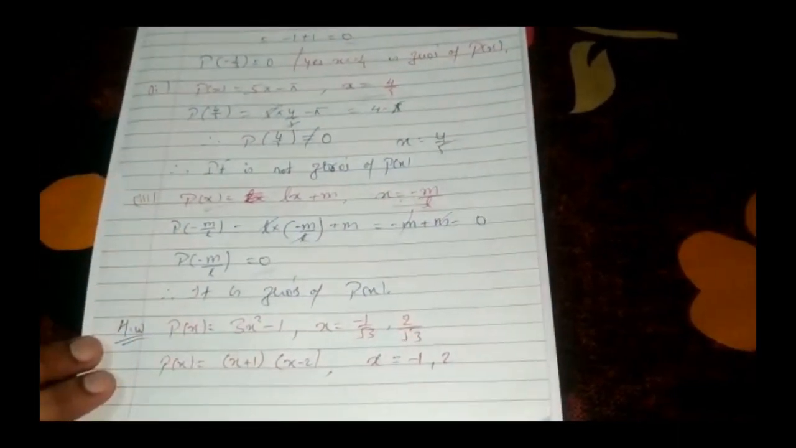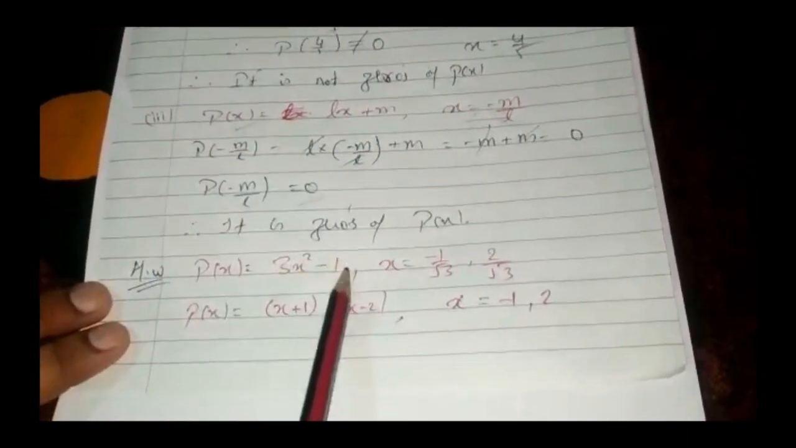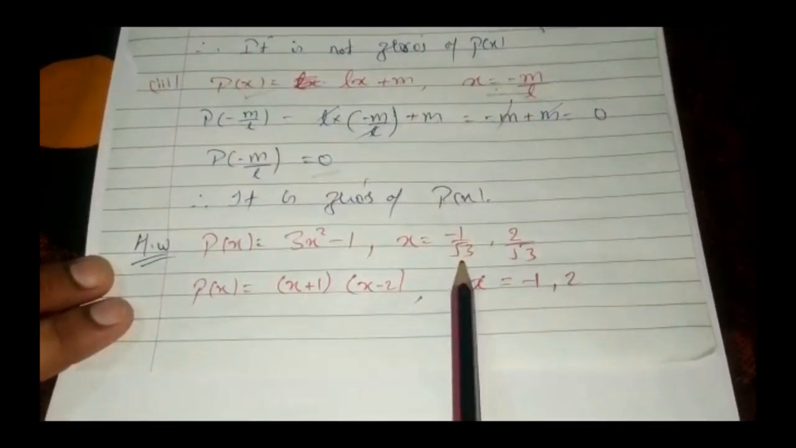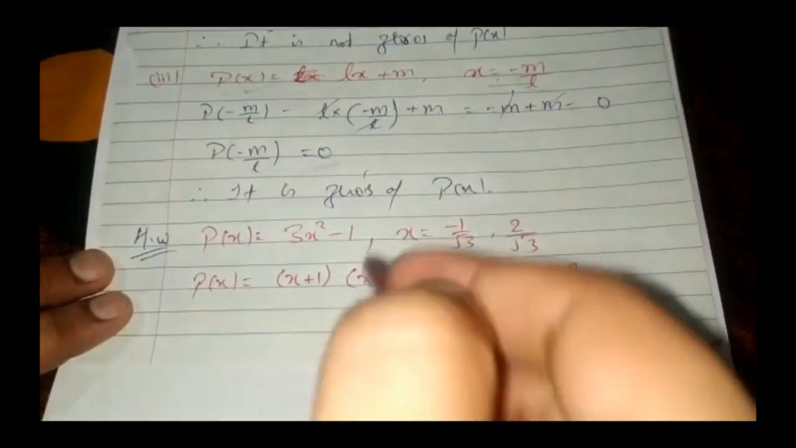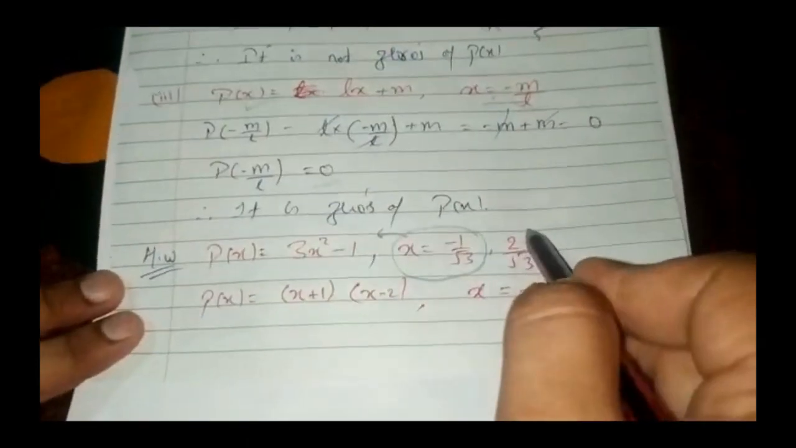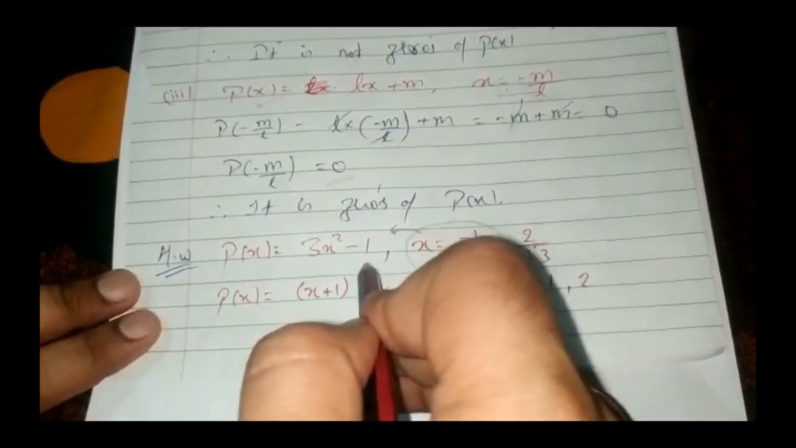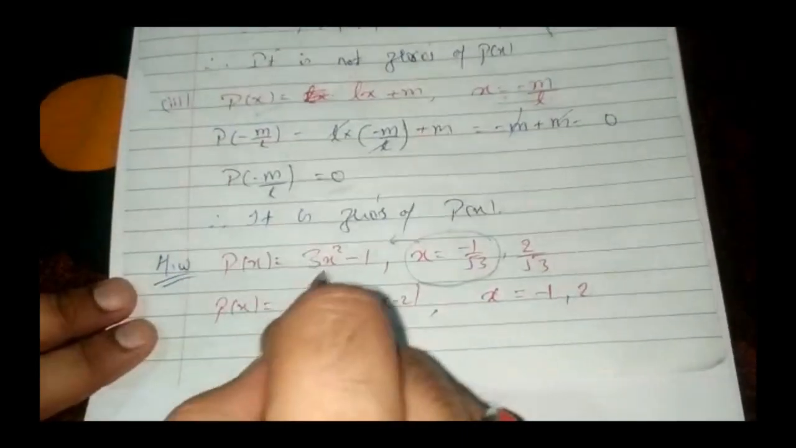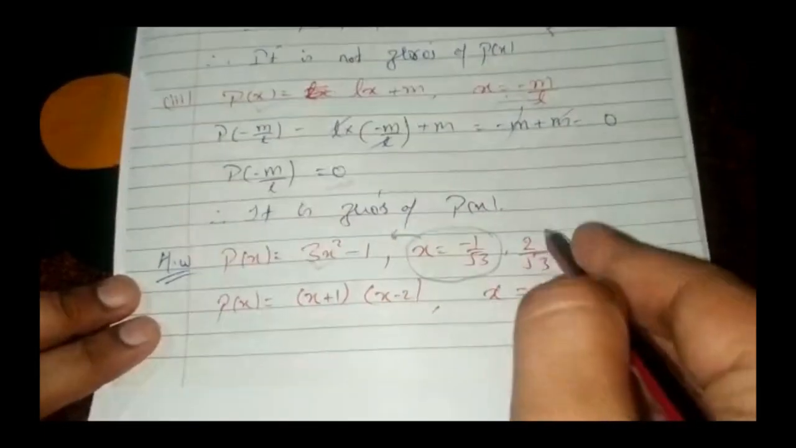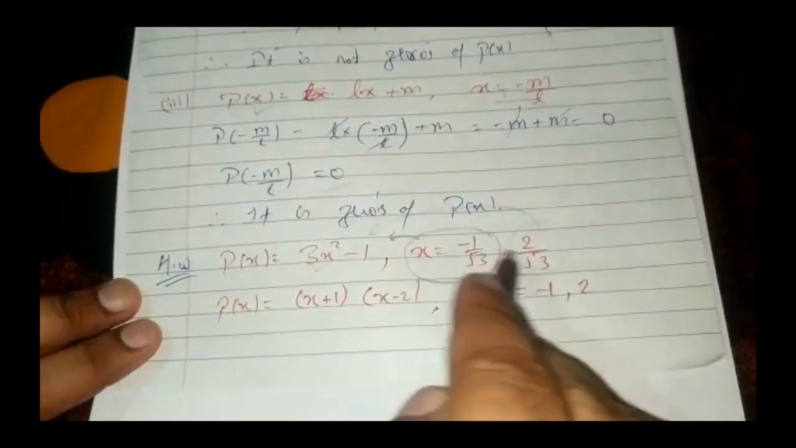Here are two more questions for you, and you have to solve them at home and check. p(x) = 3x² - 1 for x = -1/√3 and x = 2/√3. First you have to put x = -1/√3 in that polynomial, and then check whether p(-1/√3) is equal to 0 or not. If it is equal to 0, that means x = -1/√3 is a zero of this polynomial. And second time, in place of x you have to put 2/√3 in that polynomial, and you check whether both of them become 0.